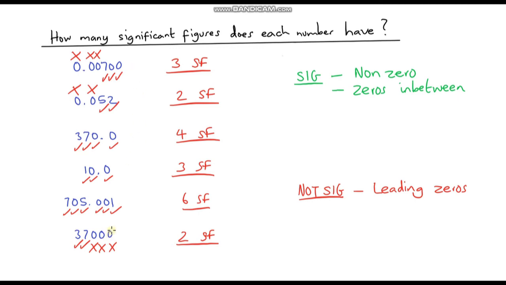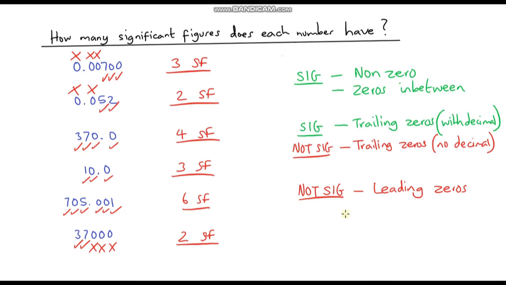Well, you may have spotted that the difference between this number and all of the other numbers is that there are no decimal places in this number here. So whenever you have any trailing zeros and there's no decimal places, these zeros are not counted as significant. Whereas if there are decimal places, it doesn't matter where the decimal place is, as long as there's a decimal place in the number, whenever you have trailing zeros, these are counted as significant. So let's write this down.